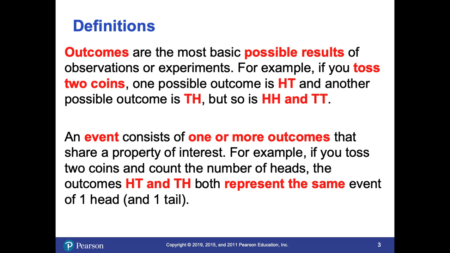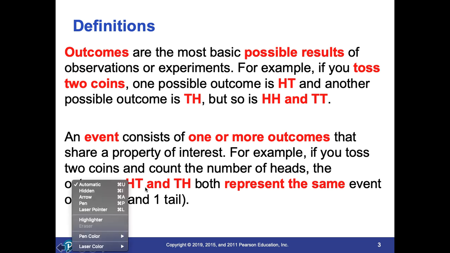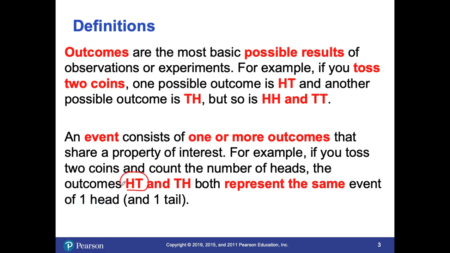But now an event consists of one or more outcomes that share a property of interest. For example, if you toss two coins and count the number of heads, the outcomes HT and TH both represent the same event of getting one head and one tail. So even though in this first outcome the first coin is heads, the second coin is tails, and then for this other outcome, the first coin is tails, the second coin is heads, what do you notice they both have in common? They both have in common one head and by default one tail.